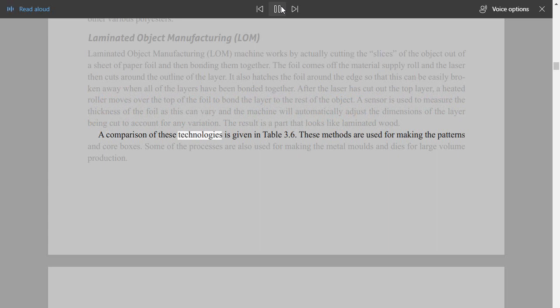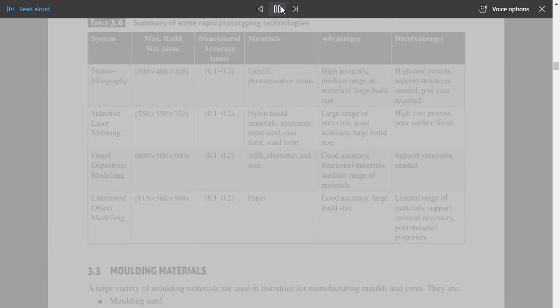A comparison of these technologies is given in Table 3.6. These methods are used for making the patterns and core boxes. Some of the processes are also used for making the metal molds and dies for large volume production. Table 3.6 Summary of some rapid prototyping technologies.